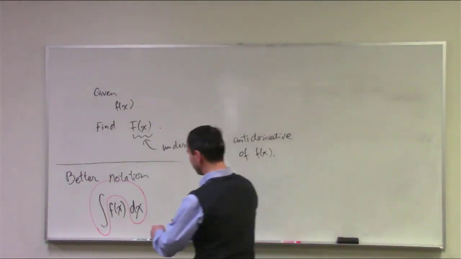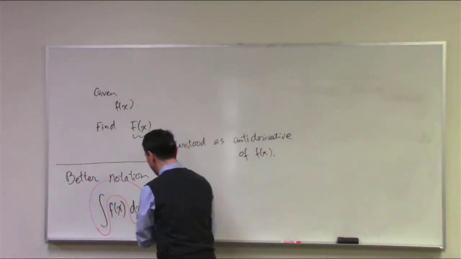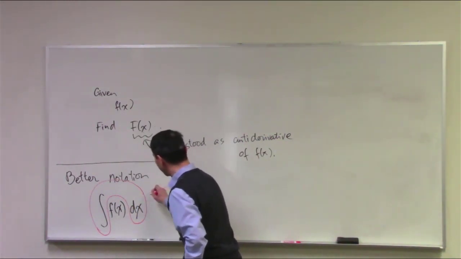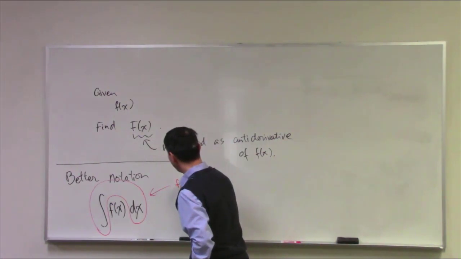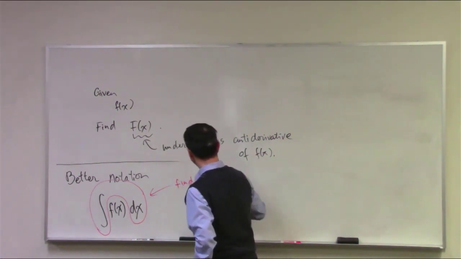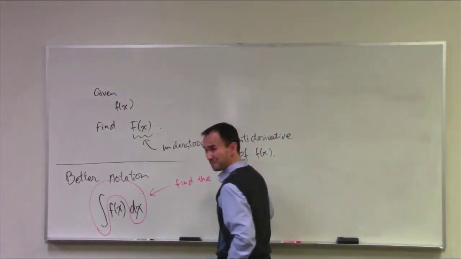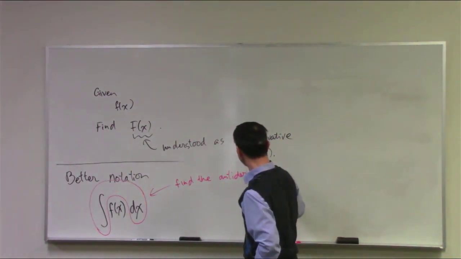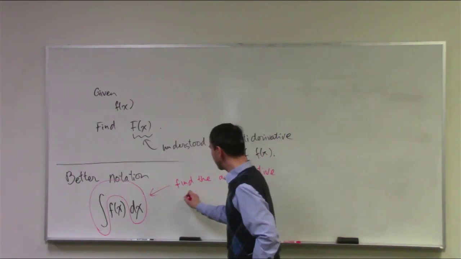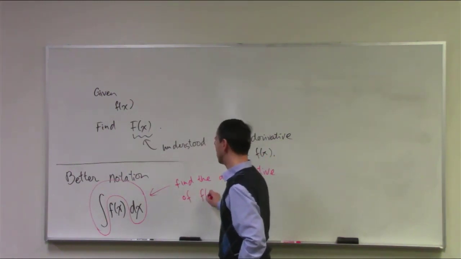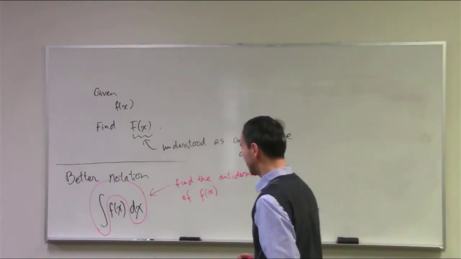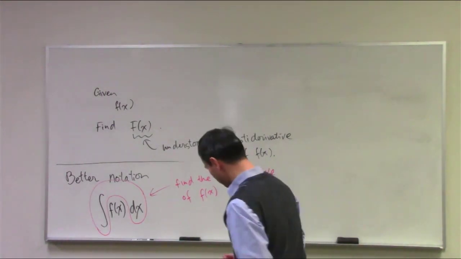And so this symbol here really replaces an instruction. When you see that symbol together with the dx right there, it tells you to find the antiderivative. See what I mean? It replaces all of that wording right there: find the antiderivative of function f. You guys all with me like that? Right? That's why right now I want you to understand it that way.